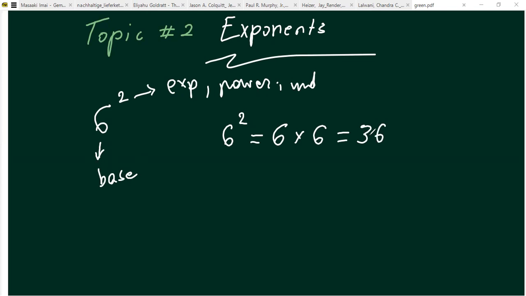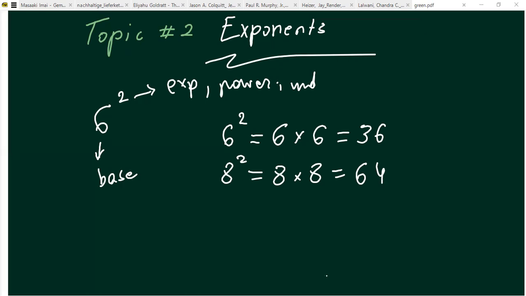In words, this expression can be called 6 to the second power, or 6 to the power 2, or simply 6 squared. Or 8, with exponent 2. This number says 8 appears twice in the multiplication. So I write 8 multiplied by 8 equals 64. So we say 8 to the power 2, or 8 to the second power, or simply 8 squared.